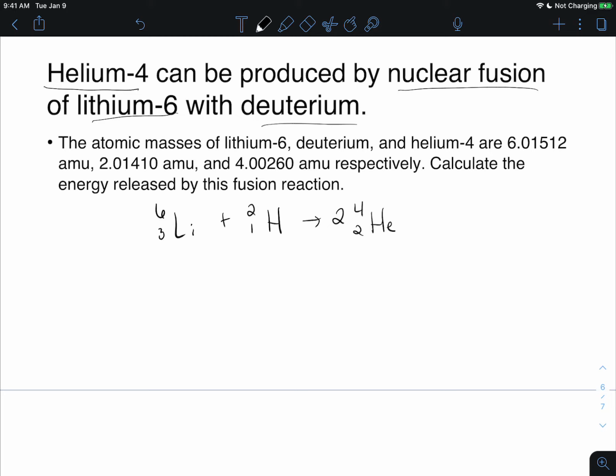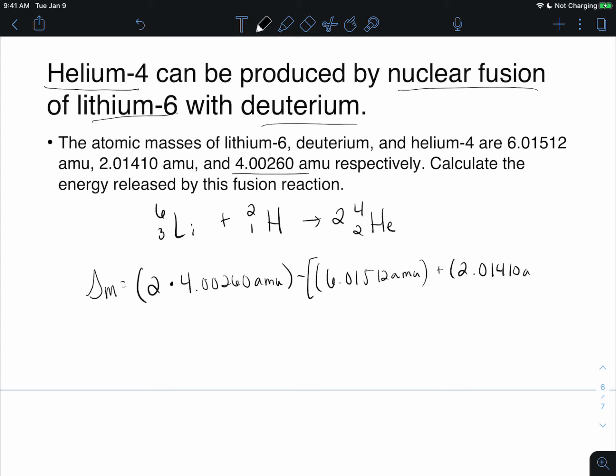So our mass defect is going to be our products minus our reactants. So each helium nucleus has a mass of 4.00260 AMU. So we're going to multiply that by 2 because we have 2 helium nuclei. So 2 times 4.00260 AMU. And we're going to subtract the masses of the two reactants, our lithium at 6.01512 AMU, and our deuterium at 2.01410 AMU.